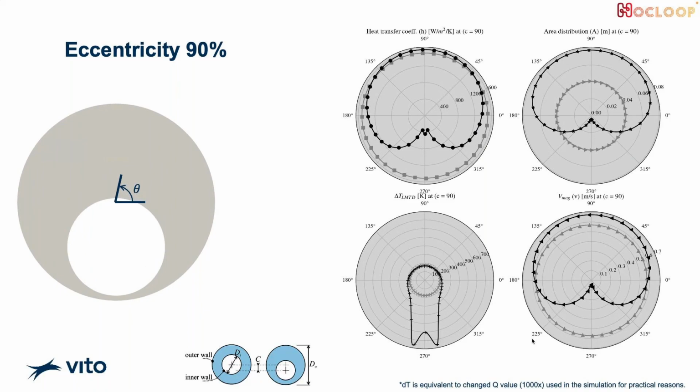what is interesting to note here, the most important takeaway, is that your logarithmic temperature difference increases dramatically at the bottom section of the pipe, where your inner pipe is almost touching the outer pipe. And majorly because of this reason, you can see that the local heat transfer coefficient also reduces dramatically.